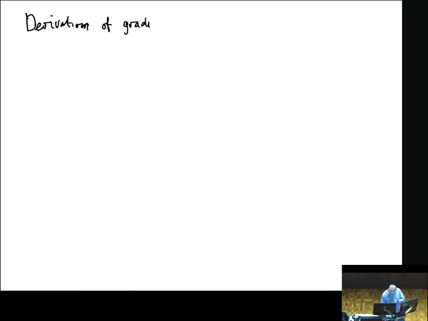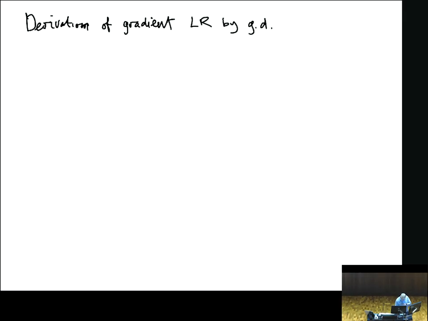So what we need, and I'm not sure how long this is going to take, so just bear with me. What we need is a derivation of, can't write today, it's been a long week, the derivation of the gradient. There we go. For linear regression, I'll just write LR. By gradient descent, I'll just write GD.